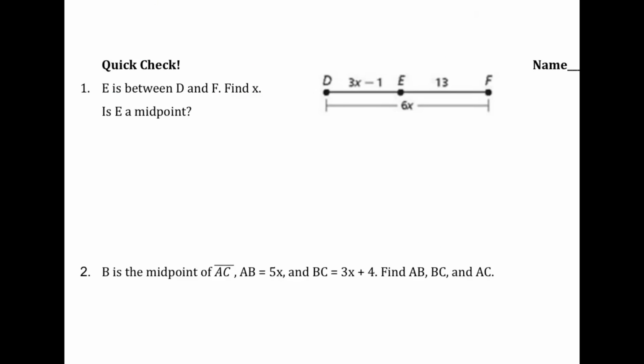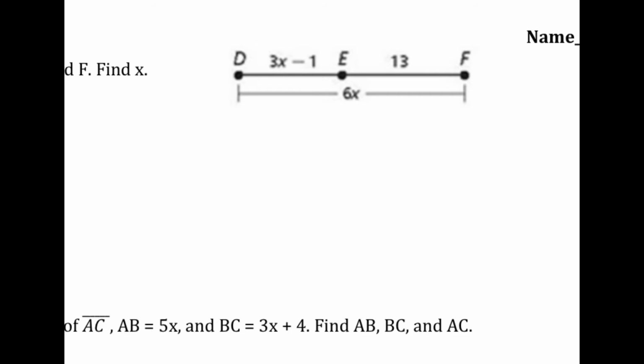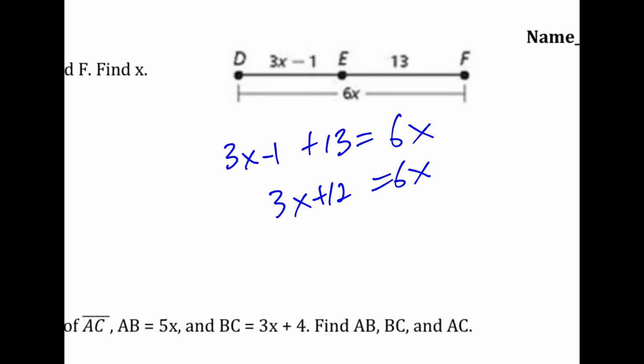Here's another one. They don't tell you that E is a midpoint. They ask, is E a midpoint? So what you can do is you can say 3x minus 1 is equal to the other side, and then 3x plus 13 is equal to 6x. So 3x plus 12 is equal to 6x. So 12 is equal to 3x. So 4 is equal to x.